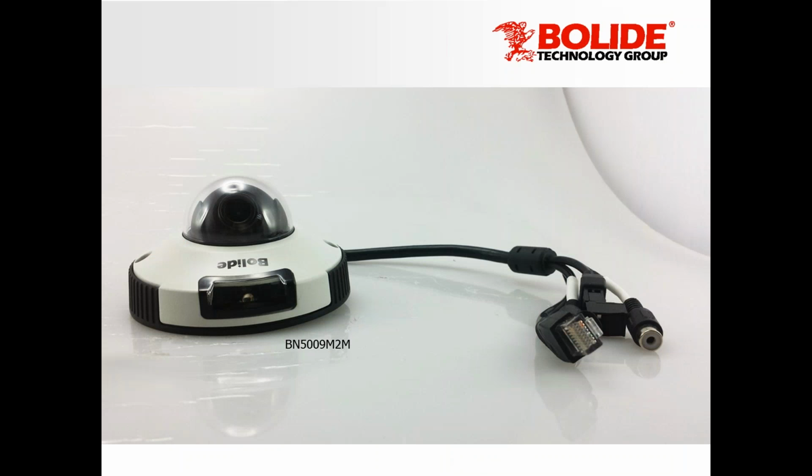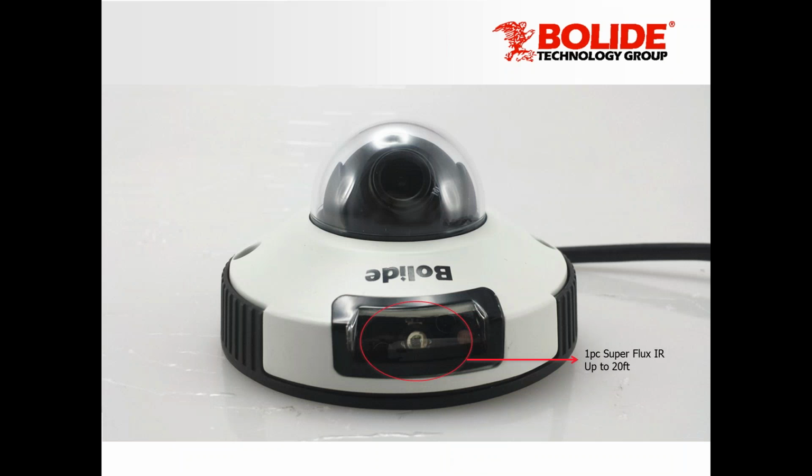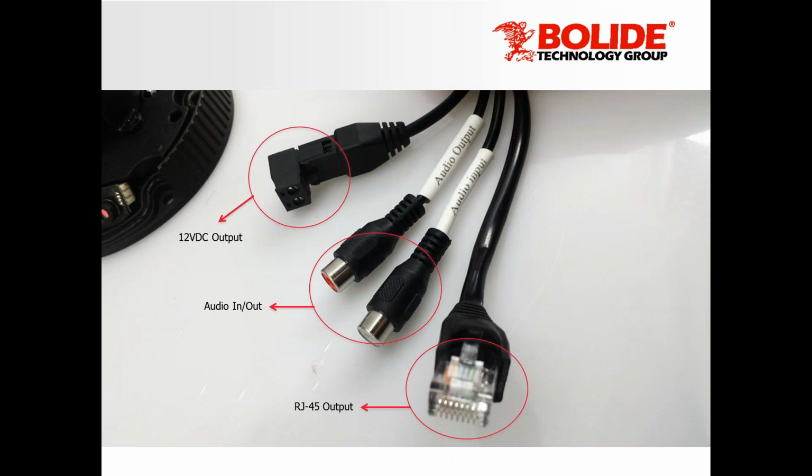Here's a profile of the mini dome. For example, this particular one has one IR LED that will go up to 20 feet. I mentioned the features. Here are the camera outputs. You have your 12 volt, audio in and out, and Cat5e output. We'll go over how to use these outputs later on.